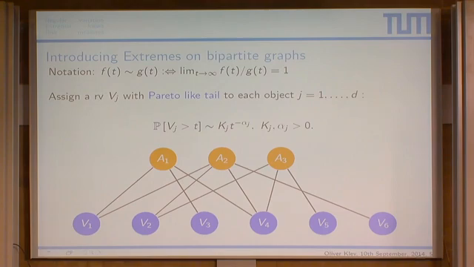No problem. So the notation which will appear quite often in the rest of the talk, f tilde g, means that the functions f and g behave asymptotically in the same way as it is stated here. Okay. And to introduce these extremes on the graph, we equip the objects with random variables that have Pareto-like tails, as I did here. So to object 1 belongs V1, which scales like t to the power of minus alpha, for alpha positive.